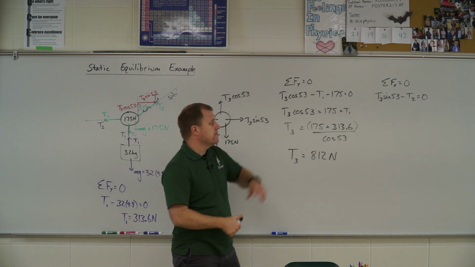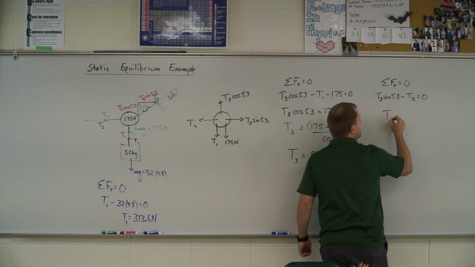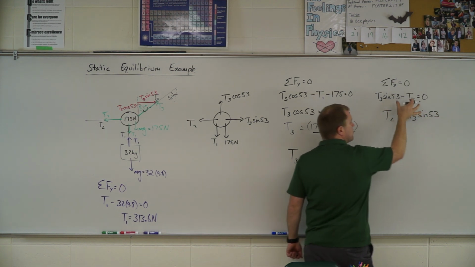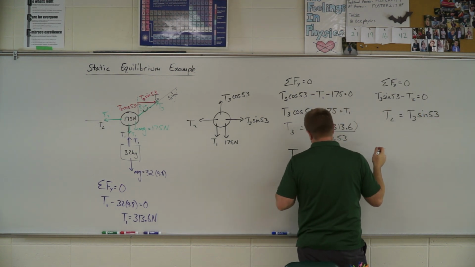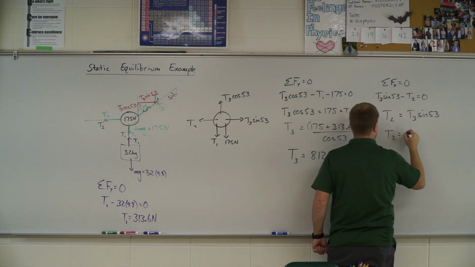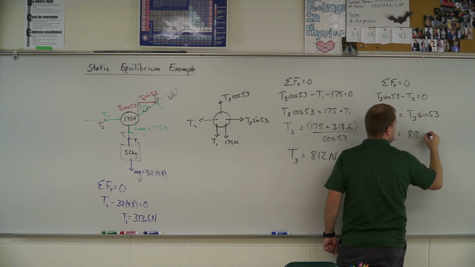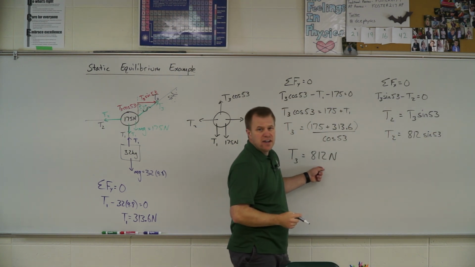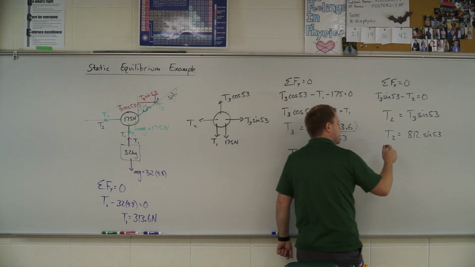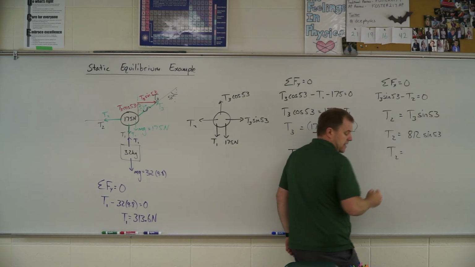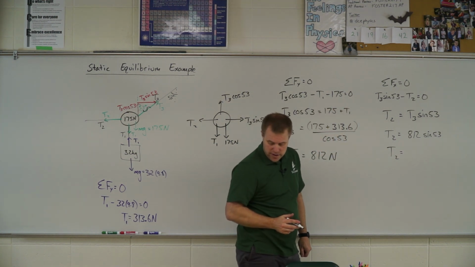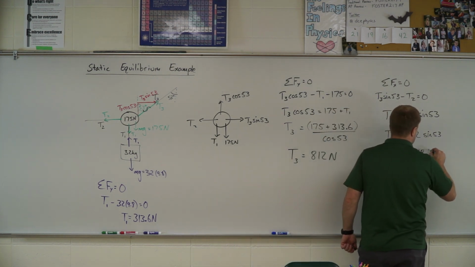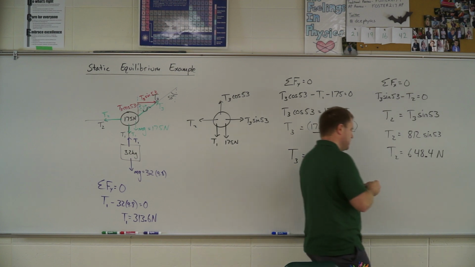Now that I know T3, I can find T2. So T2 is going to equal T3 sine of 53. So we just move that T2 over, plug it in, and so I get T2 is equal to that 812 number times the sine of 53. Again, make sure you're using those exact values when you substitute in. And so I get T2 is equal to 648.4, and newtons would be the units.